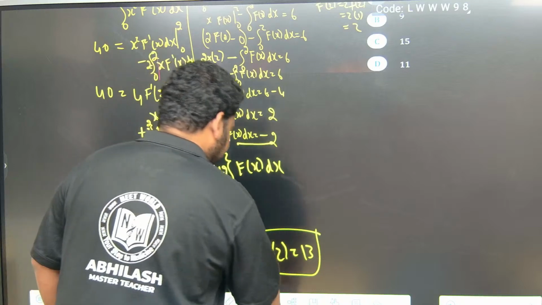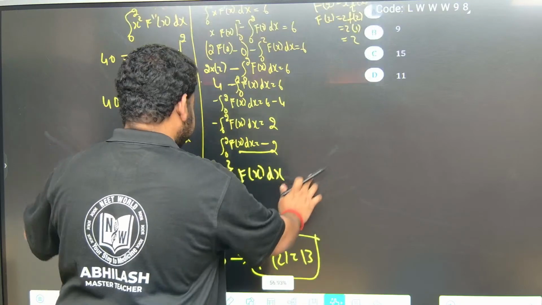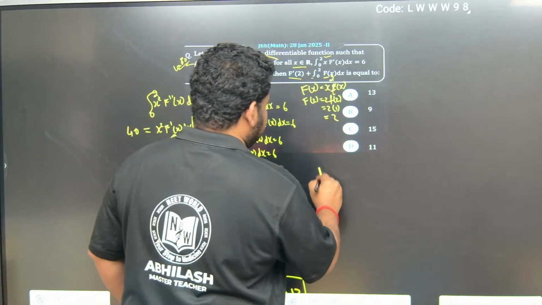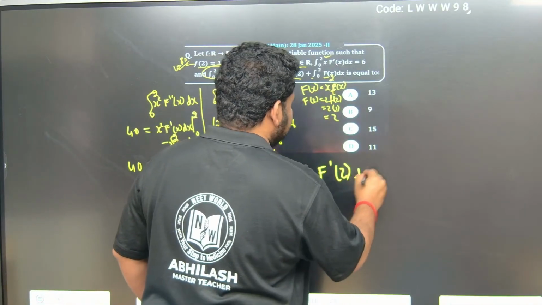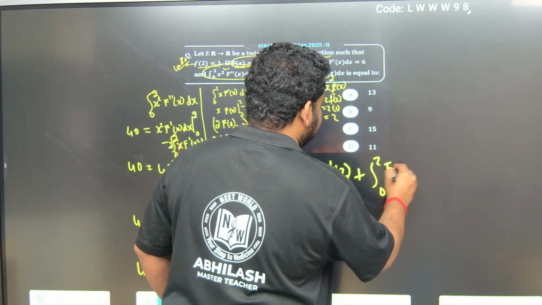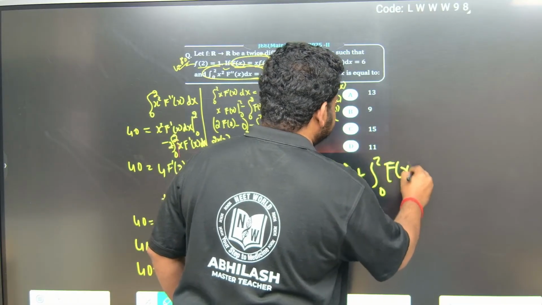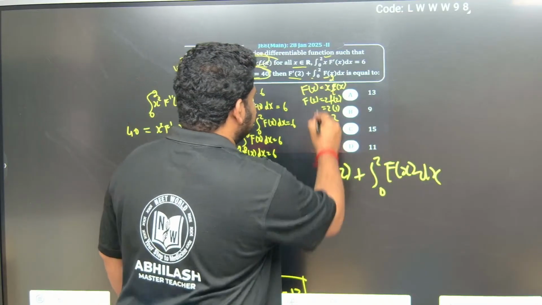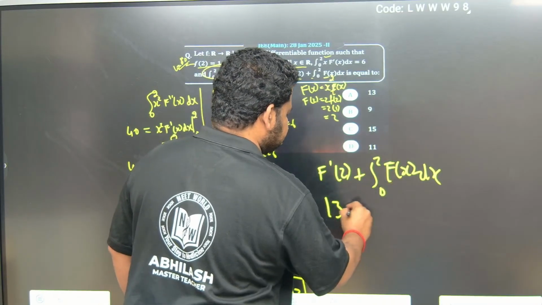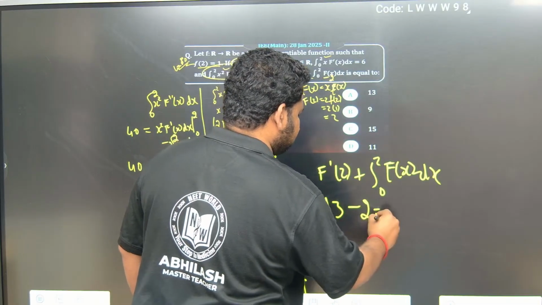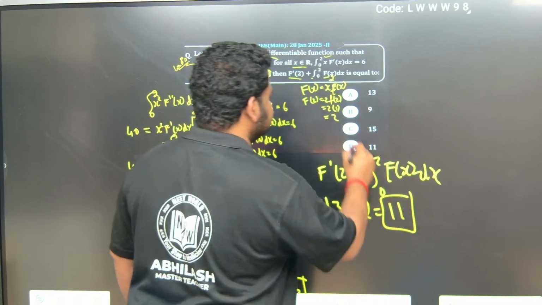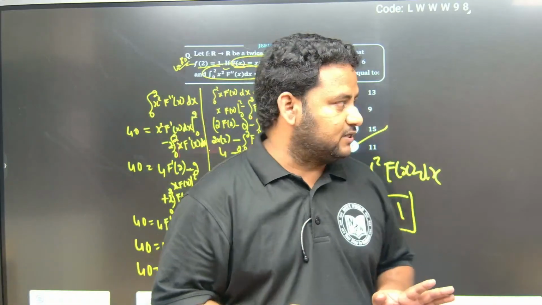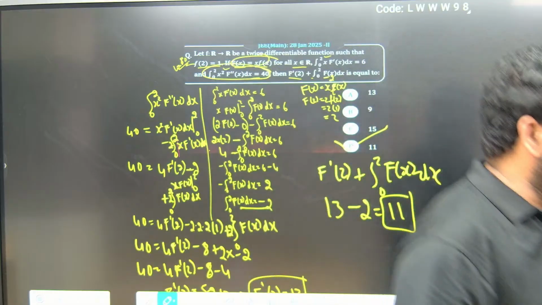And where should I put this value? Actually they are asking us to find F dash of 2 plus the integral from 0 to 2 of F of x dx. F dash of 2 I got 13, and this integral value I got is nothing but minus 2. So 13 minus 2 is nothing but 11. So the correct answer to this question is option D, that is 11. Clear friends? 11 is the right answer to this question.